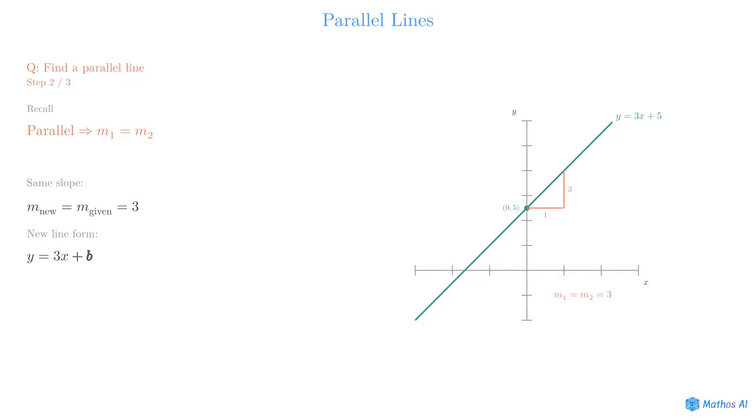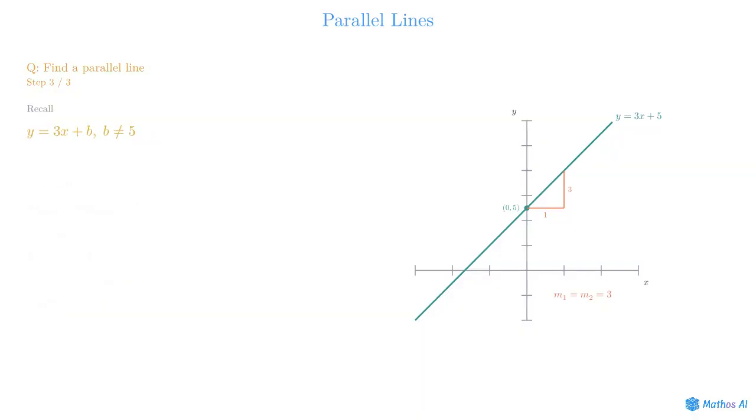The new line has the form y equals 3x plus b. We just need b to be different from 5, otherwise it would be the same line. Let's pick a value for b and draw our parallel line. Step 3. Pick any y-intercept other than 5.